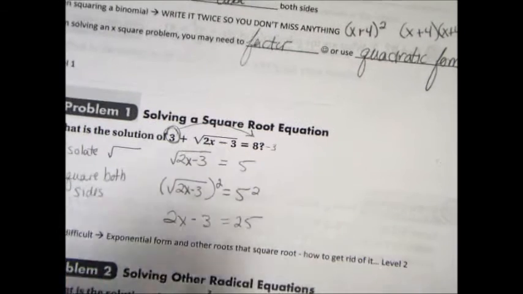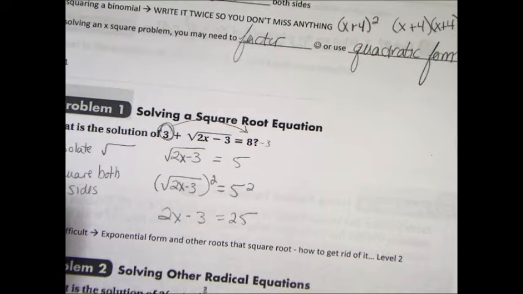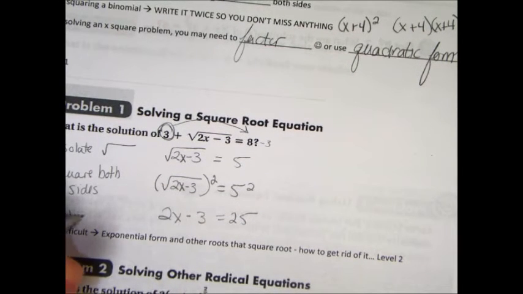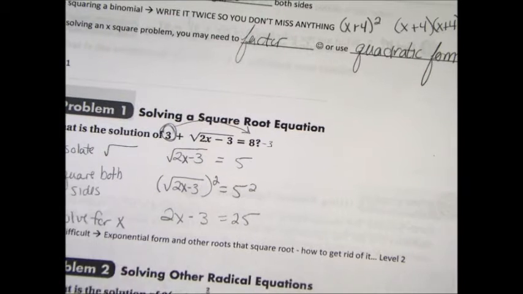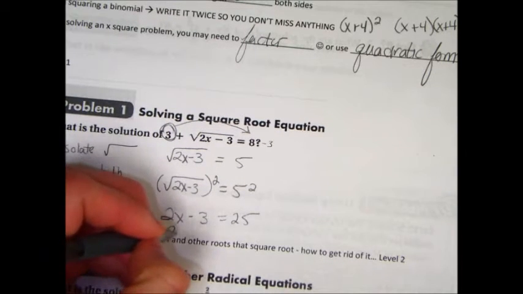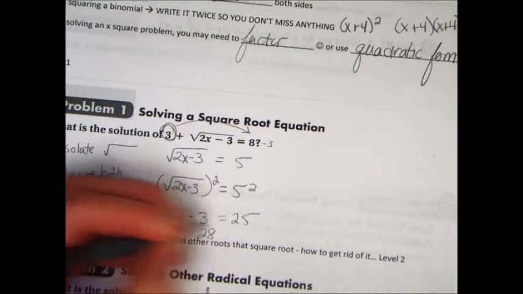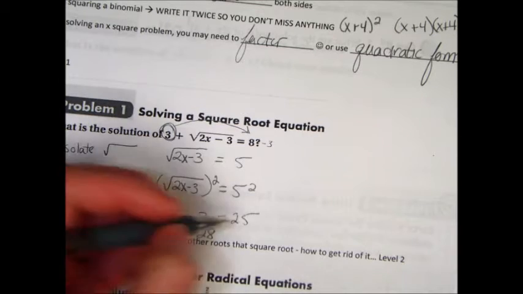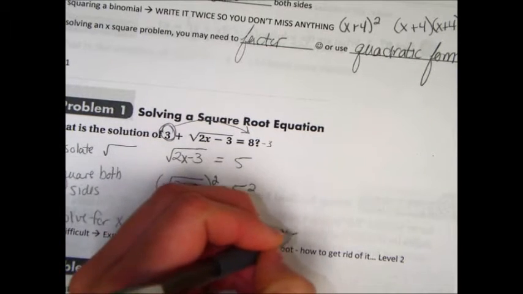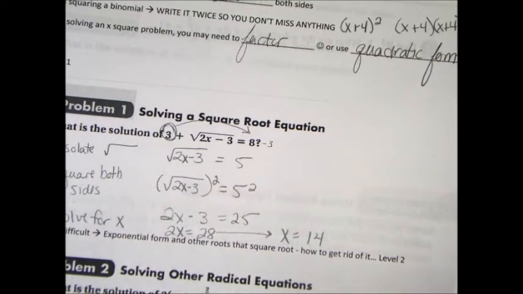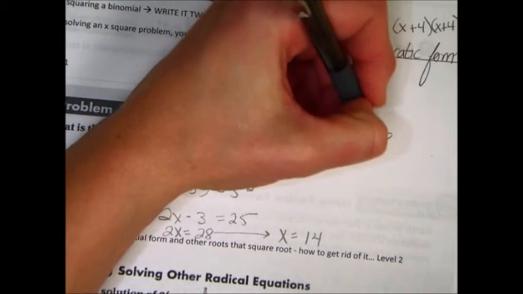Now let's solve for x. Okay, that would be step 3. So add 3, so 2x equals 28. Divide by 2, x equals 14. If you want to see if you did it correctly, do a check.